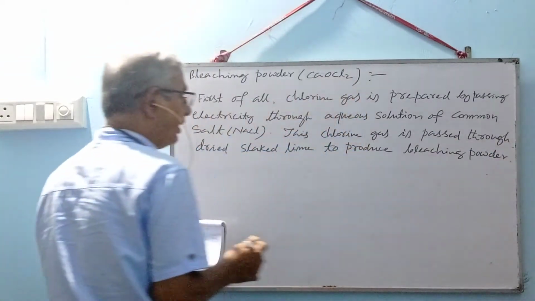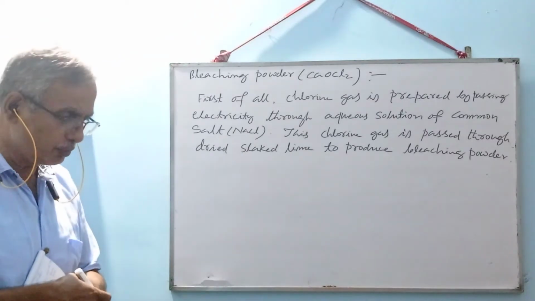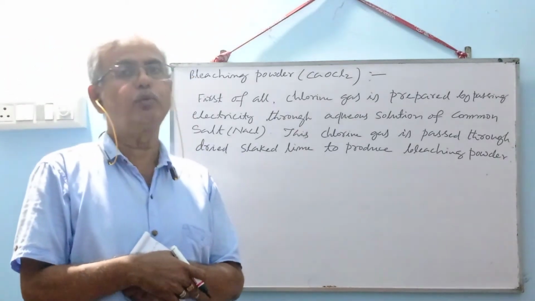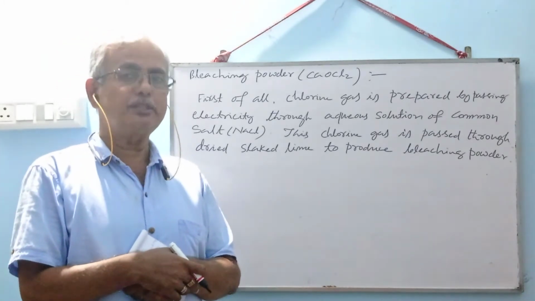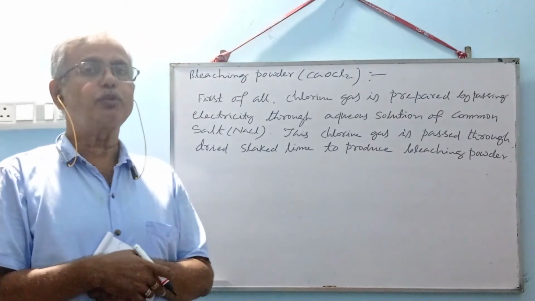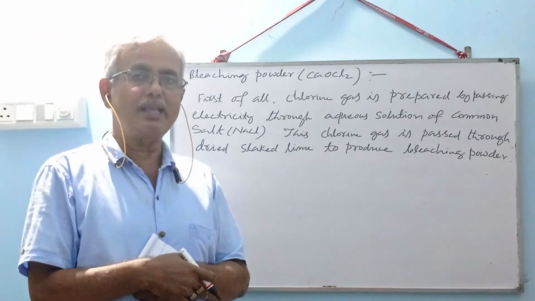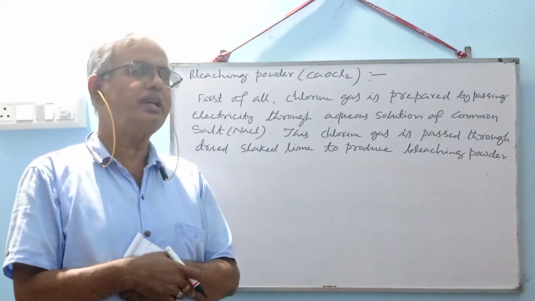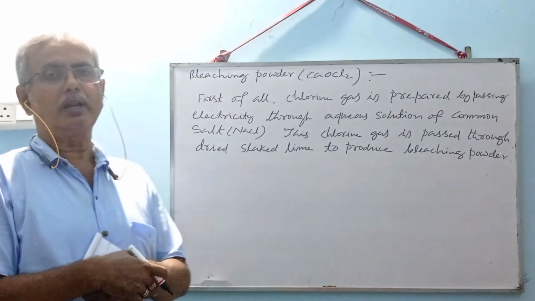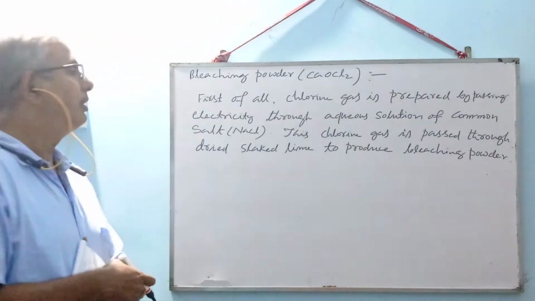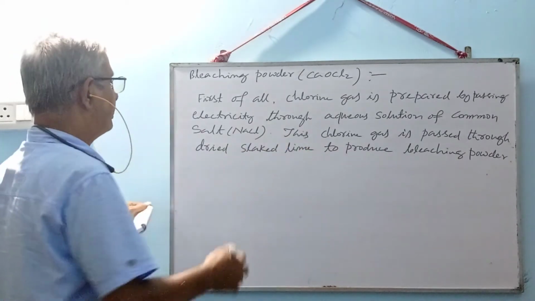You see here I am giving the equation. So the reaction is very clear. First of all, what you are supposed to do? You have to get chlorine. How can you get chlorine? When electricity is passed through an aqueous solution of salt, meaning brine, then you are getting chlorine gas along with sodium hydroxide and hydrogen. This chlorine gas is allowed to pass through dried slacked lime to produce what? Bleaching powder.